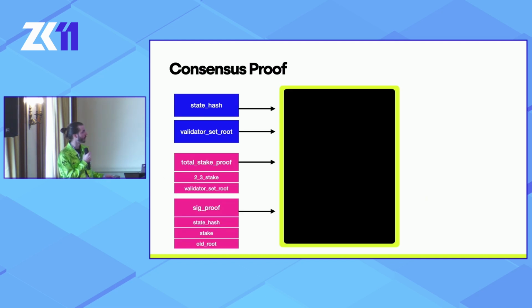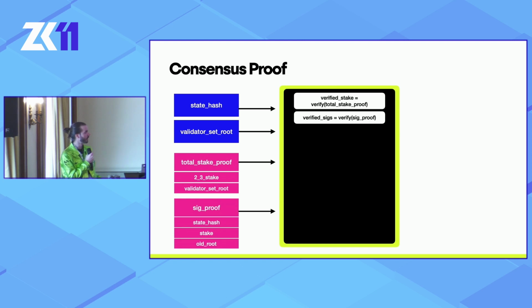So then finally, what we want to do is a consensus proof. We want to combine all of those things together. And to do that, we need to verify these two proofs. I haven't gone over the total stake proof, but basically we'd want to have some way to go through the validator set Merkle tree, calculate the entire stake in the network, and generate a proof. And as long as the validator set didn't change, we could just reuse this proof every time. And then the signature proof is the output of the aggregation proof that we just did.